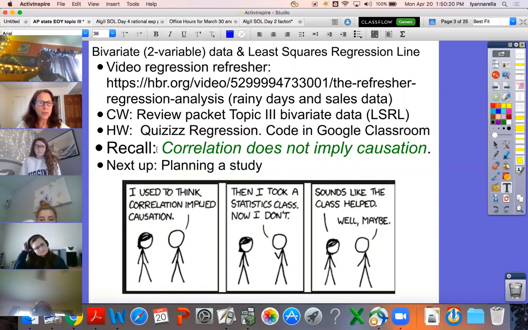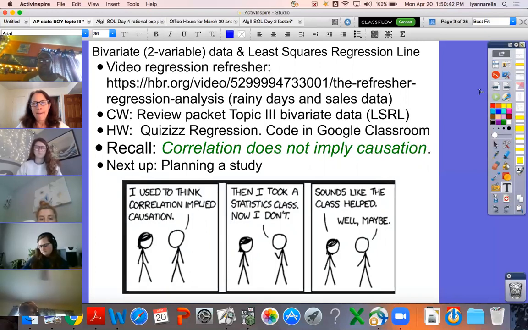Please recall, if Julia Brady were online right now, she would say correlation does not imply causation. She always remembers to say that. Whenever we say you have correlation, it doesn't mean one thing causes another. It means you can find some kind of an association between the two variables, okay? And then when we get to next class, we'll be talking about planning a study. That's one of my favorite lessons.